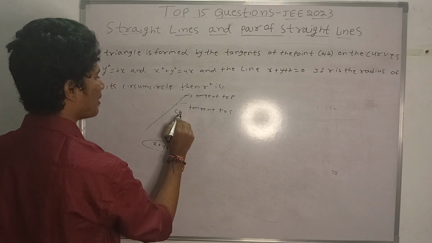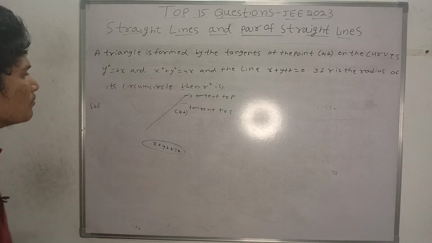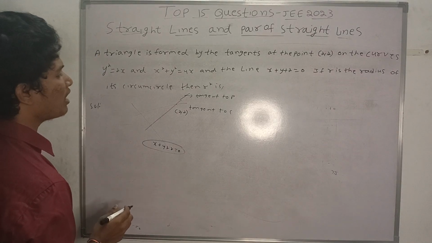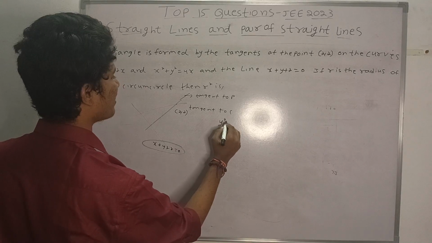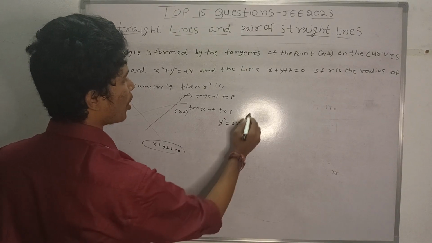What is the point given? 2, 2 is the point given, and we already know the equation of the parabola here. Y square equal to 2x, and the point is 2, 2.